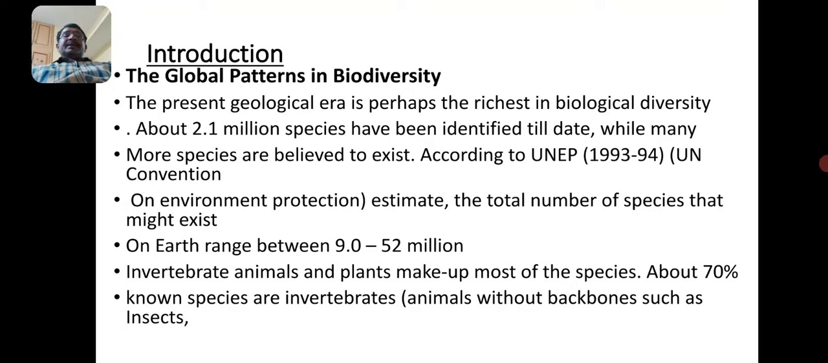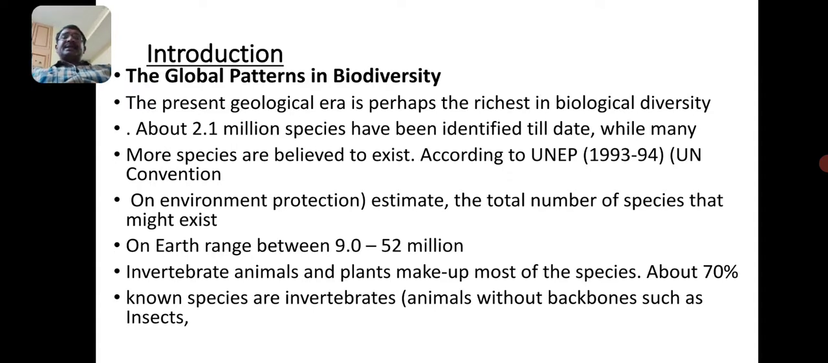Global patterns of biodiversity: in the present geological era, perhaps the richest biological diversity, nearly 2.1 million species have been identified to date. Many more species are believed to exist. According to UNEP, the 1993-94 UN Convention on Environmental Protection estimated the total number of species that might exist.